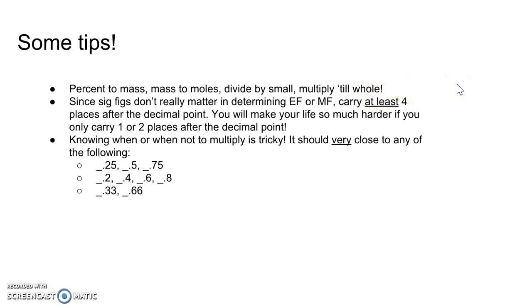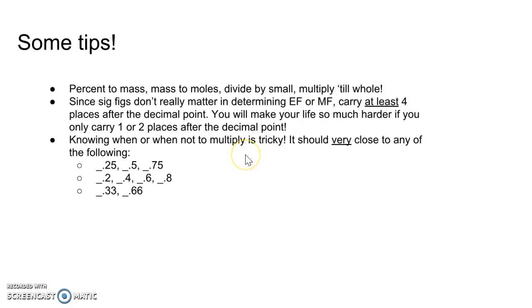Now, sig figs, let's chat about that real fast. They don't really matter when you're determining the empirical formula or molecular formula because you're looking at whole number ratios. Because of that, carry at least 4 places after the decimal point. If you only carry 1 or 2 places after the decimal point, you are going to make your life much harder. You're not going to get a value that's easily recognizable as something you can either round or multiply by a certain number.